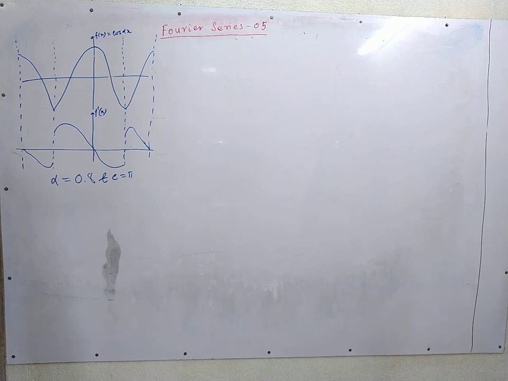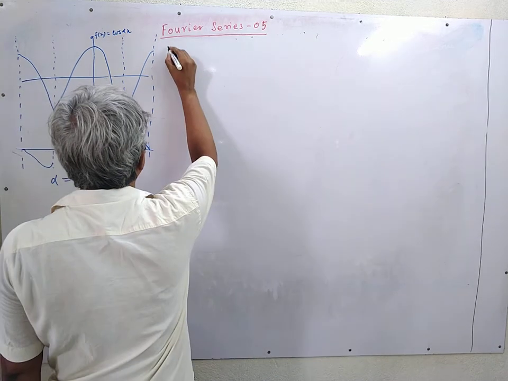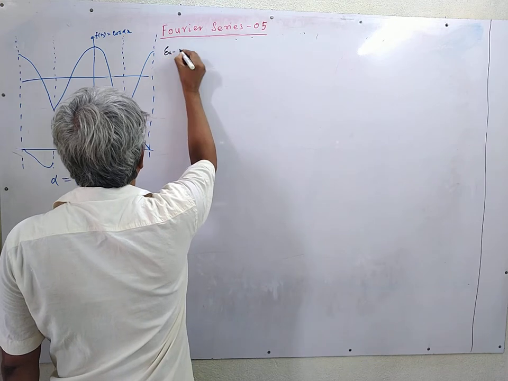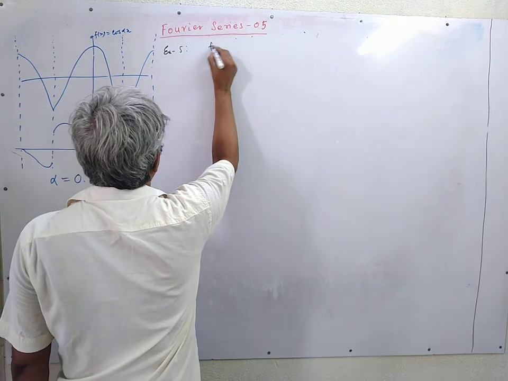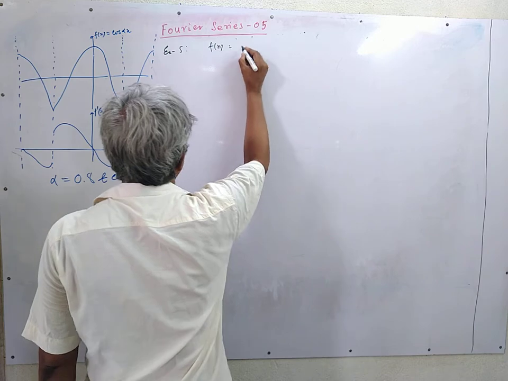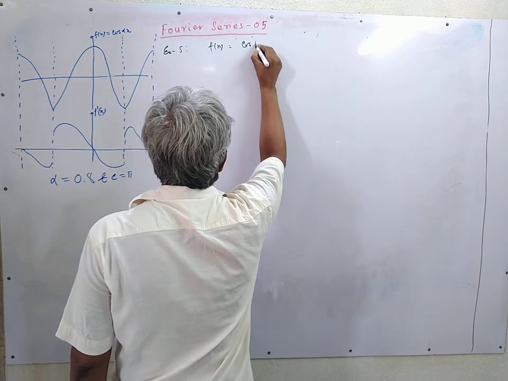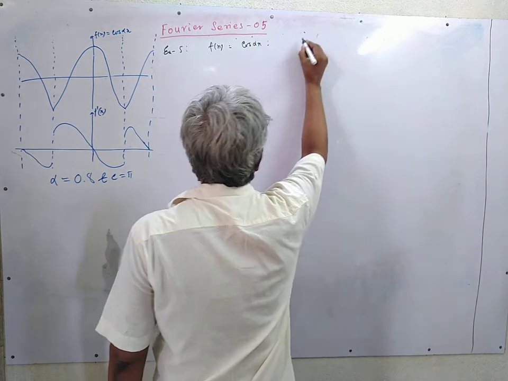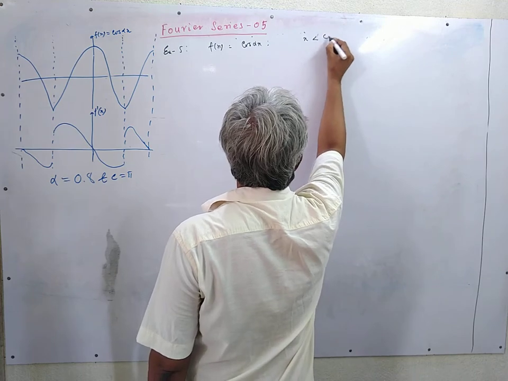In this fifth lecture on Fourier series, we shall consider a few more examples of Fourier series. As the fifth example, we consider f of x equal to cos of alpha x, defined between x equal to minus c and c.